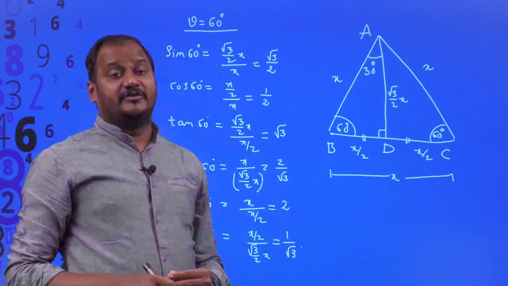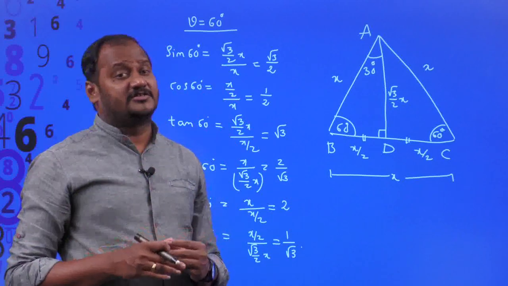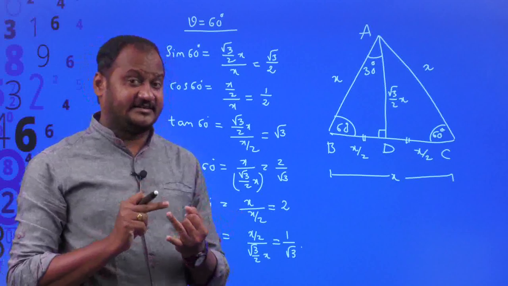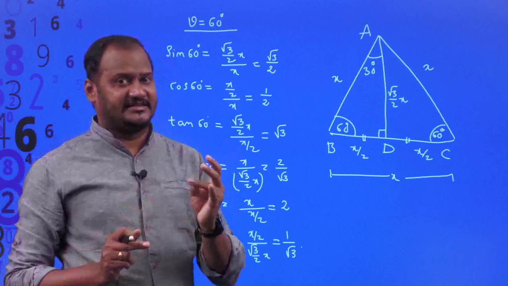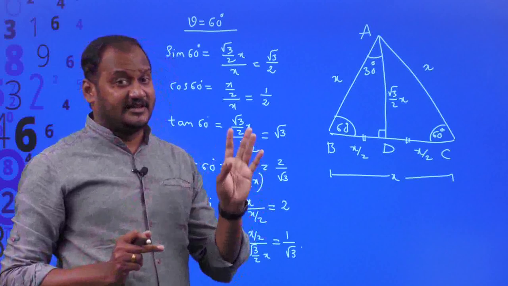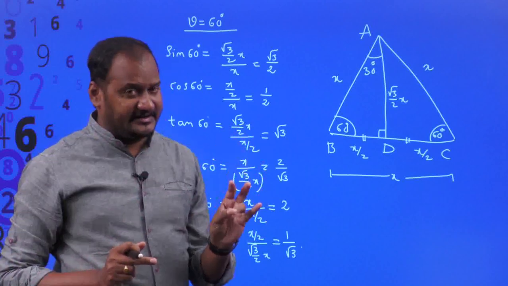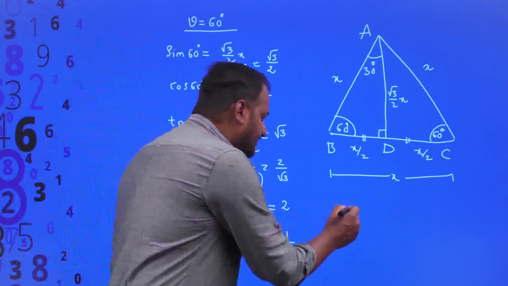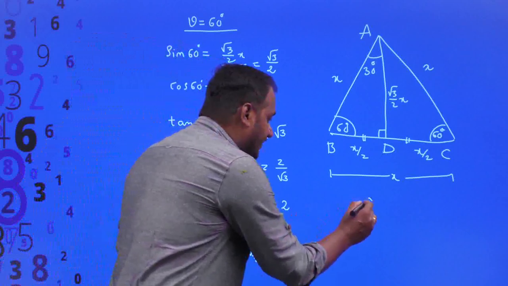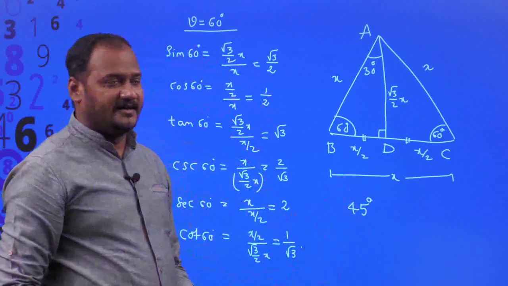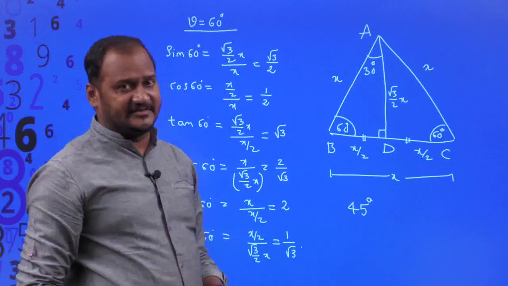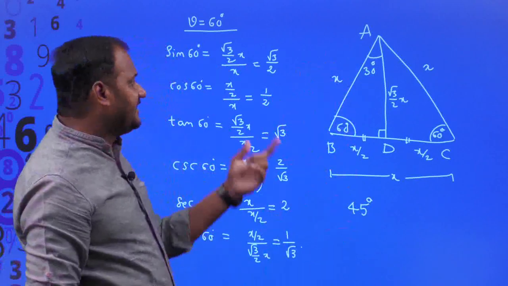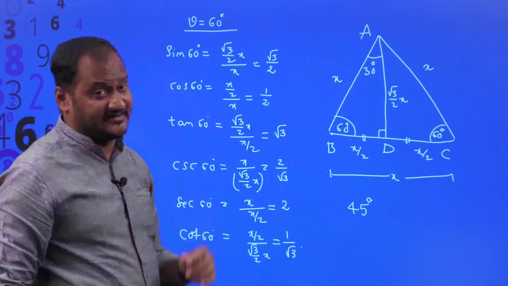So we found the values of all trigonometric ratios at theta equal to 30 degrees as well as at theta equal to 60 degrees. So 30 degrees, 60 degrees over. Now we are left with 0 degrees, 45 degrees as well as 90 degrees. Now let me think where this 45 degrees is available. In an equilateral triangle, only 60 degrees is available. When you drop a perpendicular, of course 30 and 60 are available. But in an equilateral triangle, 45 degrees is not available.